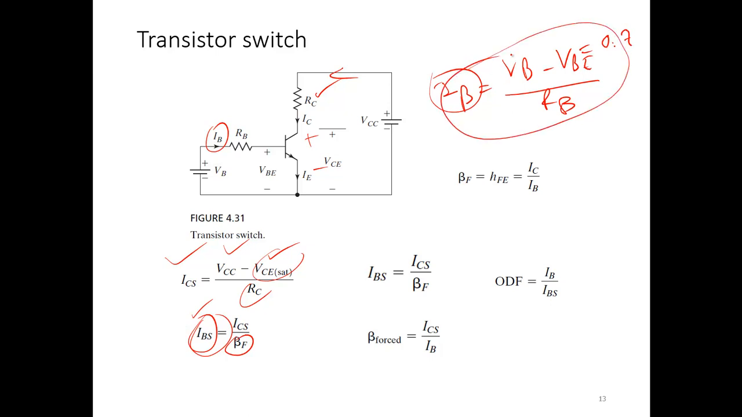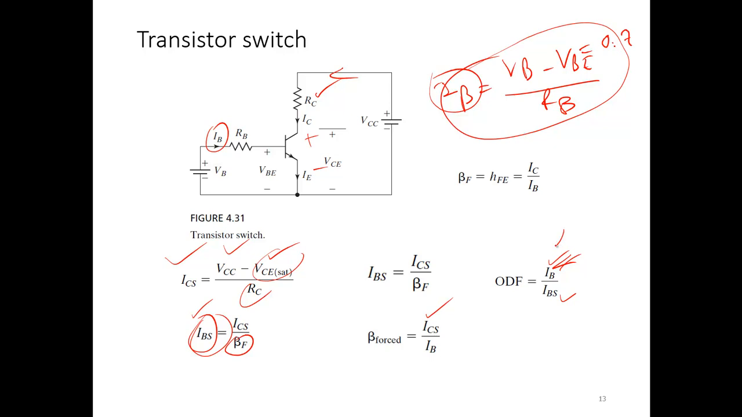Now this is what you need and this is what you are applying. This ratio is called the overdrive factor. You are normally applying more.